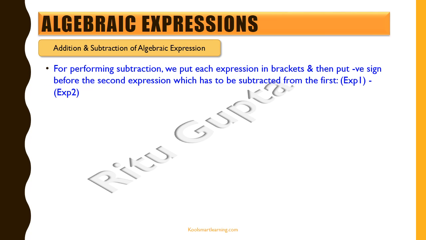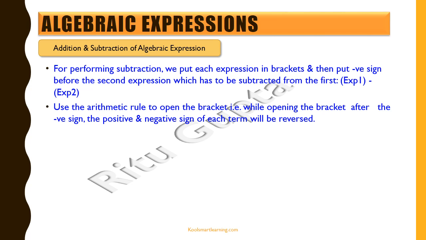Now for performing subtraction, we put each expression in brackets and then put a negative sign before the second expression, which has to be subtracted from the first expression. So we say expression 2 is to be subtracted from expression 1. So we say expression 1 minus, within brackets, expression 2.